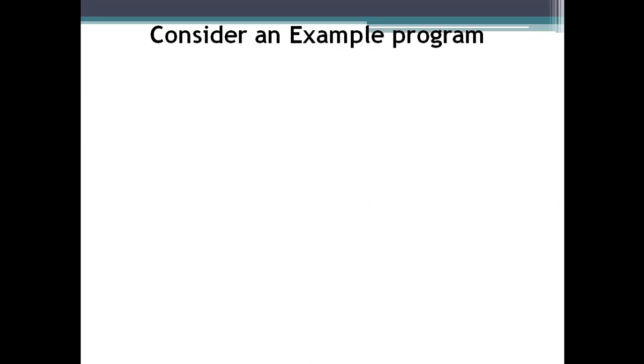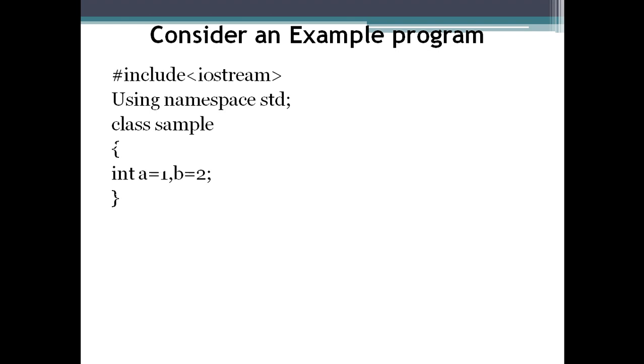So firstly, before going into the actual concept, what exactly a constructor is, its working principle, syntax and example program, I'll be taking one simple example. In C++, as we know, the syntax always starts with a preprocessor directive, that is iostream, followed by using namespace std just to avoid naming collision. I am taking a class called sample, and within that class I am declaring two members of integer data type, initialized with two different values, a equal to 1 and b equal to 2.